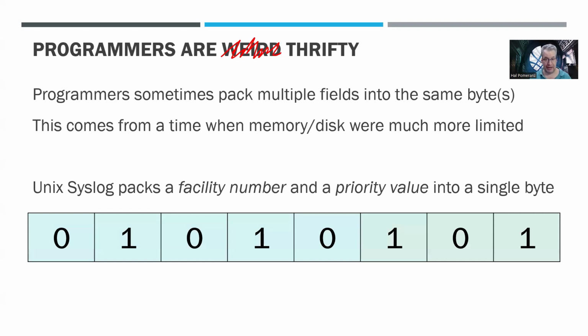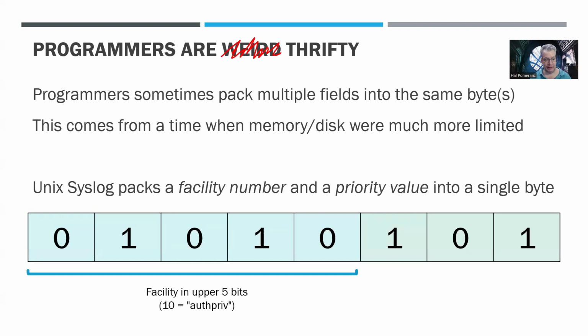The upper 5 bits are the facility number. In this case, that 5-bit value is 10, 8 plus 2. Facility number 10 happens to be what the Linux people know as the authpriv facility, which is where all the security related messages go, like people logging in with SSH or on the console of the machine, sudo messages and all that stuff. So this is actually a fairly common facility number in Linux.